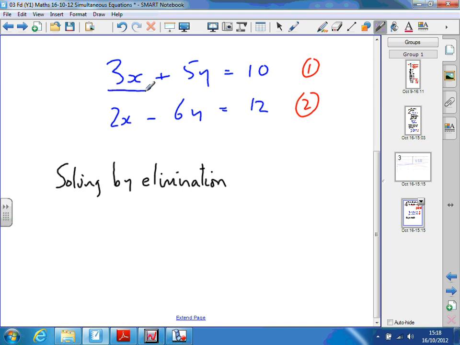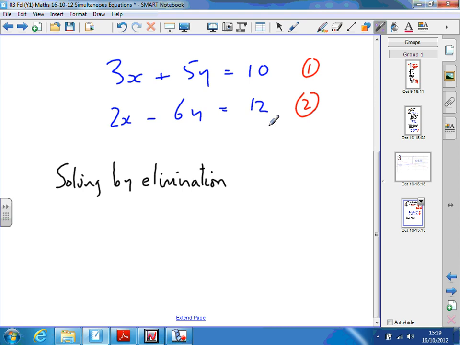If I multiply everything in equation number 1 by 2, it's still true. So I'd end up with 6x plus 10y equals 20. Then I'd have 6x in this equation. If I multiply equation 2 by 3, I'd get 3 lots of 2x is 6x minus 18y equals 36. And I'd have 6x in both equations. And then I would subtract one equation from the other, and when I did that, the x's would disappear.